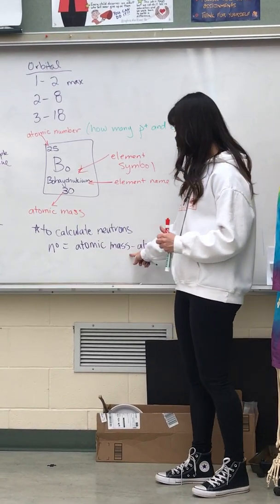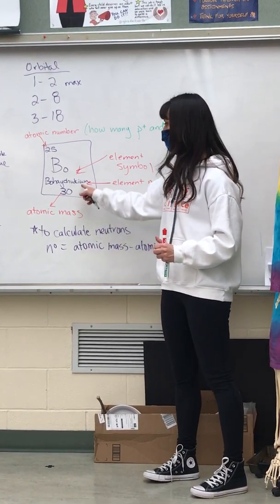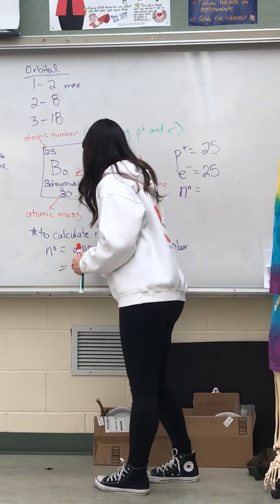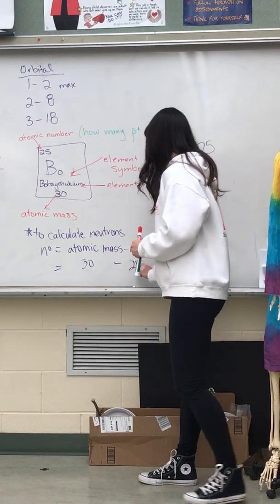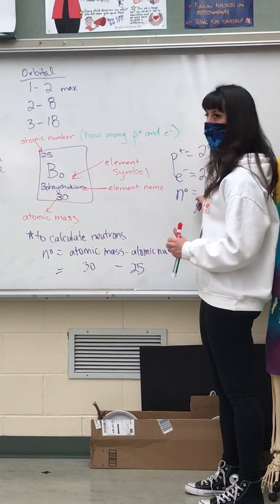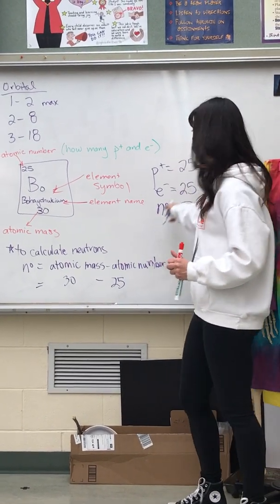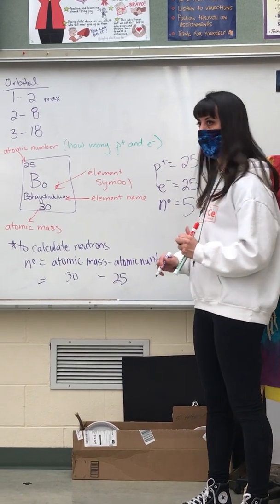I take the atomic mass minus the atomic number. So what was the atomic mass in this example? 30 minus 25. Okay, how many is that? 5. So this is not a really realistic one. Usually there's more neutrons than protons. But in this example, that's how many you'd have.